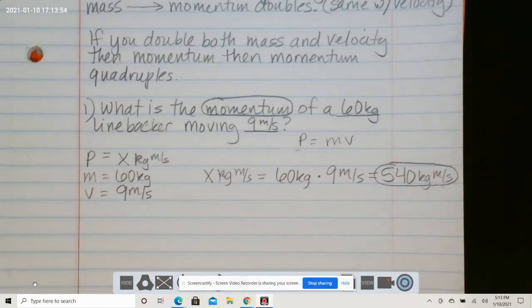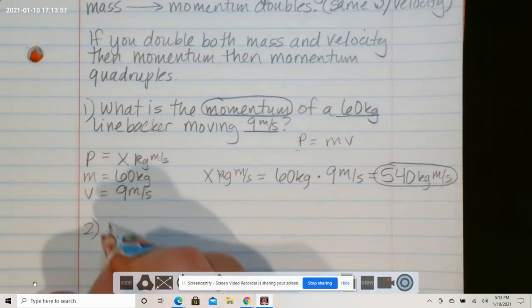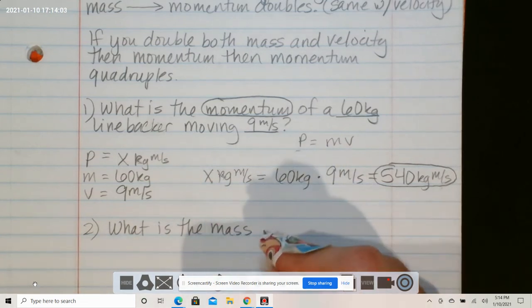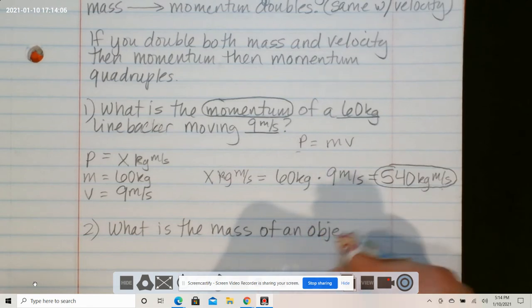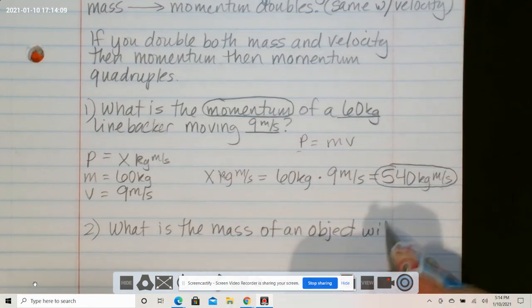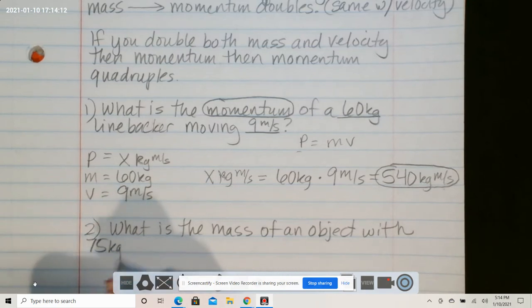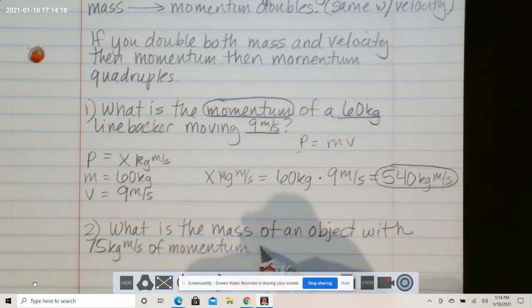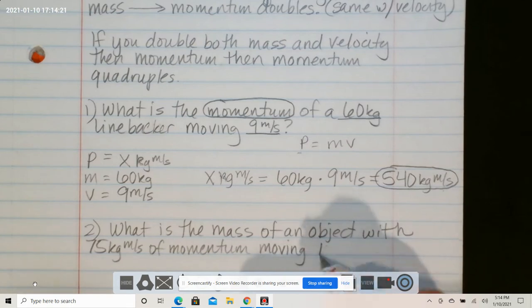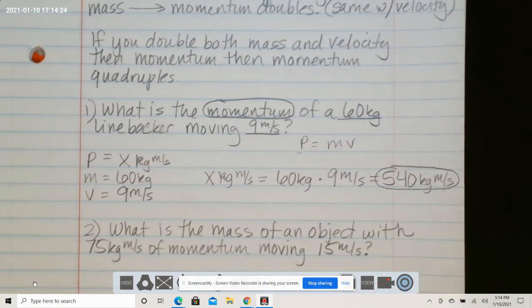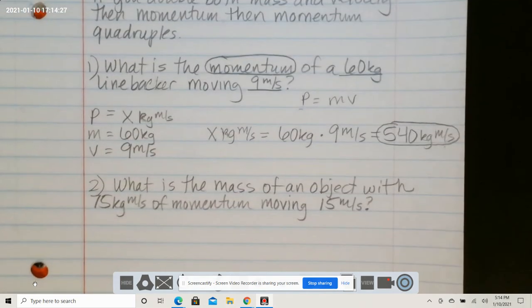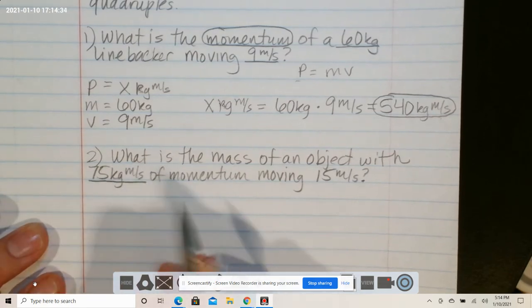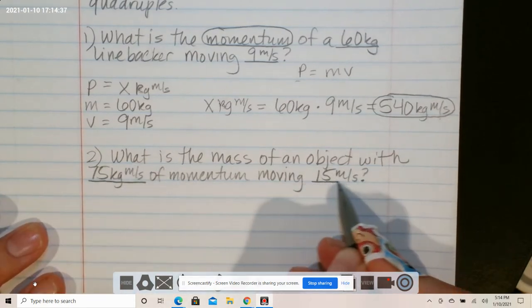Okay, let's try one looking for a different variable. So number 2, what is the mass of an object with 75 kilogram meters per second of momentum moving 15 meters per second? Okay, so this time we have an object with a momentum of 75 kilograms meters per second, and it's moving at a velocity of 15 meters per second.